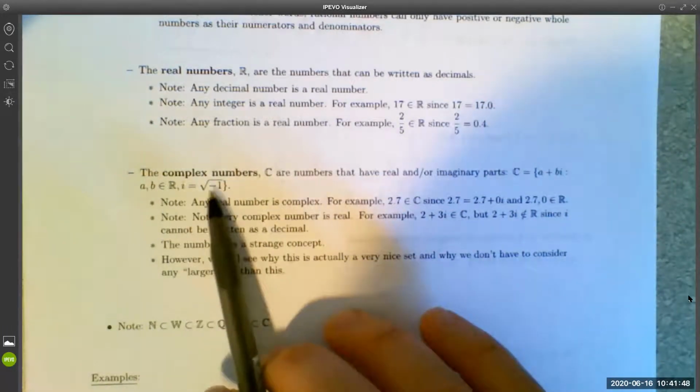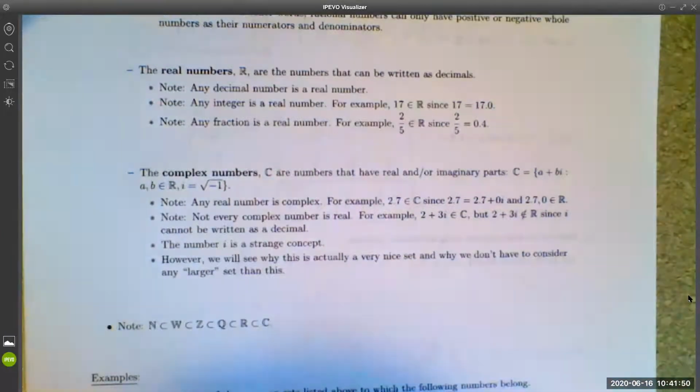And that's the issue there. The square root of -1, you can't write that as a decimal number. It's not a decimal number. It's not a real number. Okay. We call it imaginary.